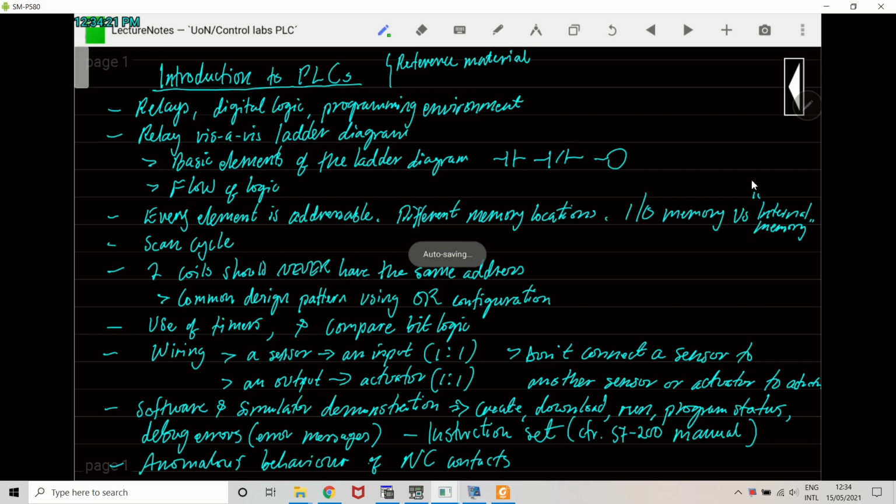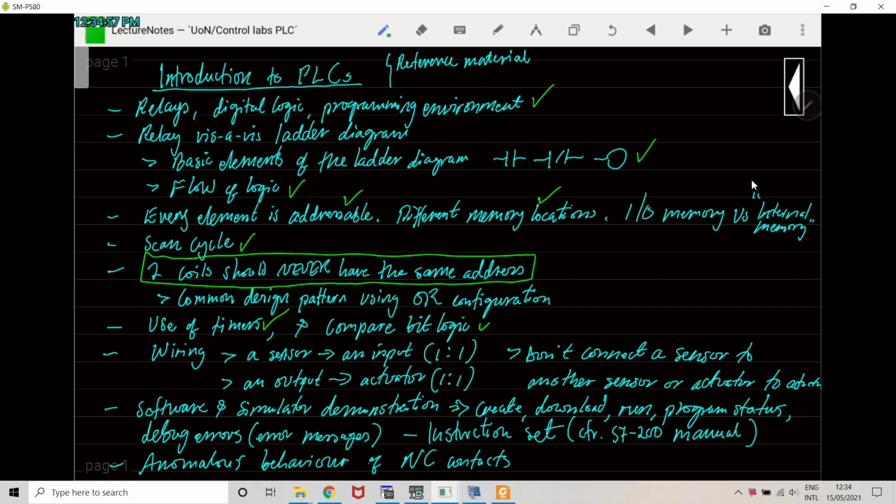Earlier on, I spoke about relays, digital logic, and the programming environment. We spoke about the basic elements. We spoke about the flow of logic, going from left to right, top to bottom. We spoke about every element being addressable, the different memory locations. I spoke about the scan cycle. I gave you a rule of thumb, two coils, which is very crucial. We spoke about the use of timers and bit logic. I've also given you another rule of thumb, kind of.